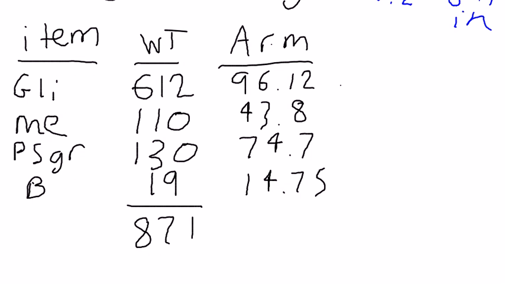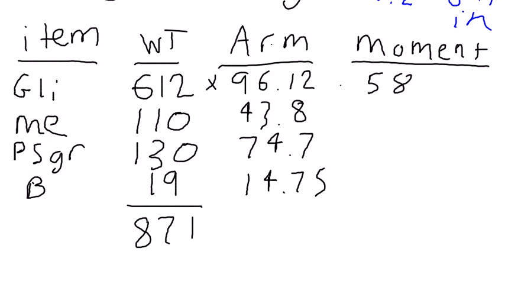Now in order to find the center of gravity, we have to take into account both of these things. And so we have to calculate something called the moment. And that's a product of the weight and the arm. So essentially we're multiplying, for instance, 612 by 96.12. We're going to get a moment of 58,825. You can do the calculations on your own. That's what that comes out to. Do that for all four of these, right? Just put them here.